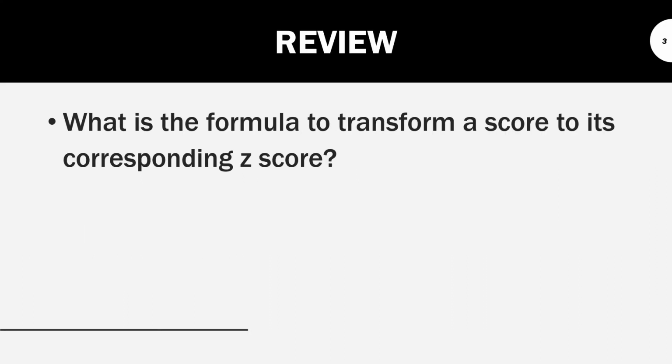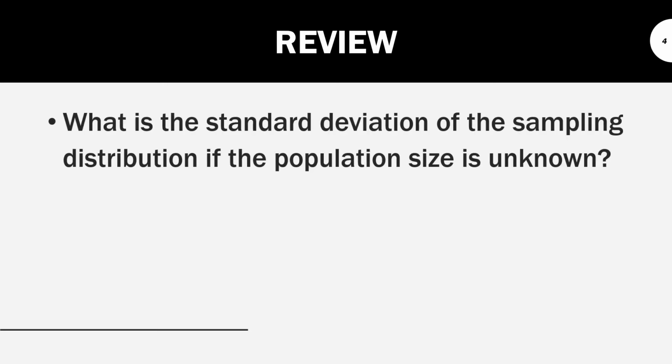So first, let us have a review. What is the formula to transform a score to its corresponding z-score? If you can recall, that will be z equals the score subtracted by the sample mean divided by the standard deviation. And the other question is, what is the standard deviation of the sampling distribution if the population size is unknown? So we have here the standard deviation of the sampling distribution is equal to the standard deviation of the population divided by the square root of the sample size.